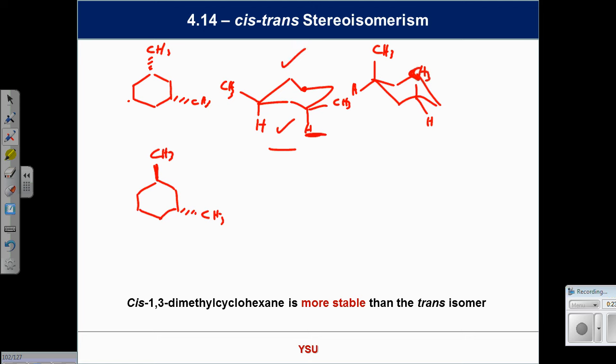Fair enough. What's K for that? If you just set it up like that for an equation, is it less than 1 or greater than 1? Less than 1. There's more of the stuff on the left than there is on the right. So that's that done, finished.